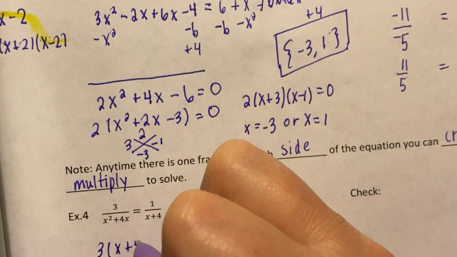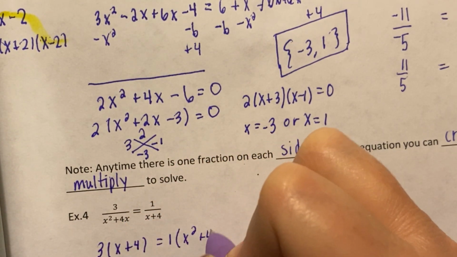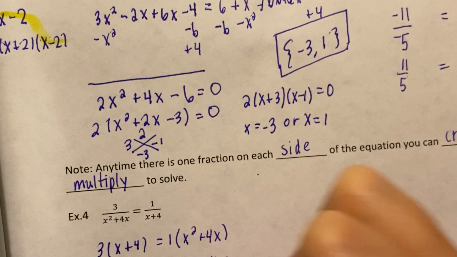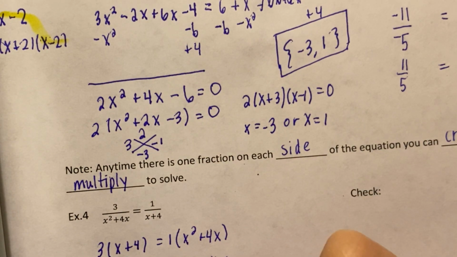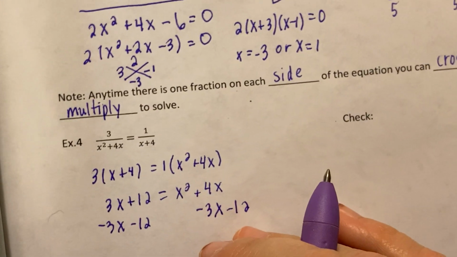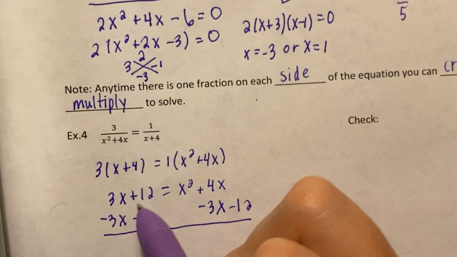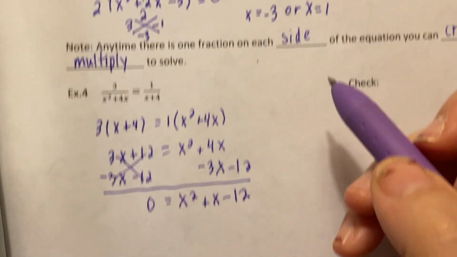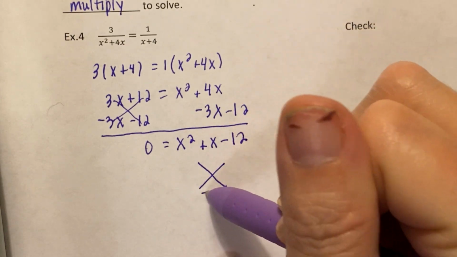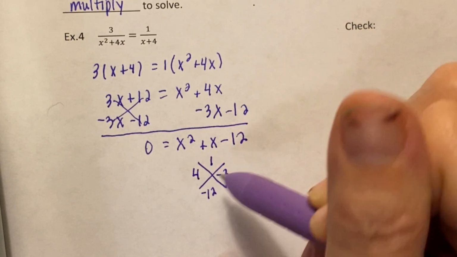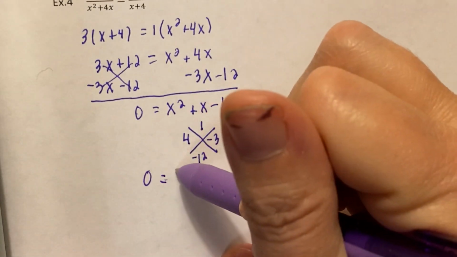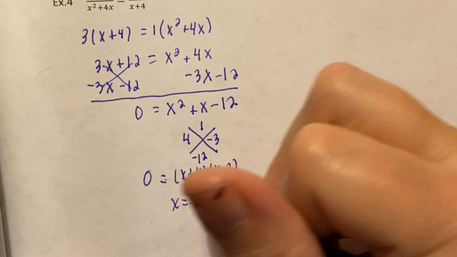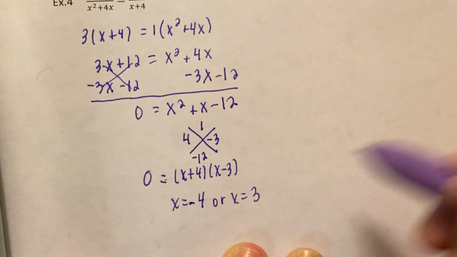So 3 times x plus 4 equals 1 times x squared plus 4x. So we get 3x plus 12 equals x squared plus 4x. So it's a quadratic. I'm going to get it into standard form. So this side becomes 0 equals x squared plus x minus 12. So that's the x method. Multiply to negative 12, add to positive 1. That's going to be 4 and negative 3. So 0 is x plus 4 times x minus 3. So I can either have a solution of x equals negative 4 or x equals 3.